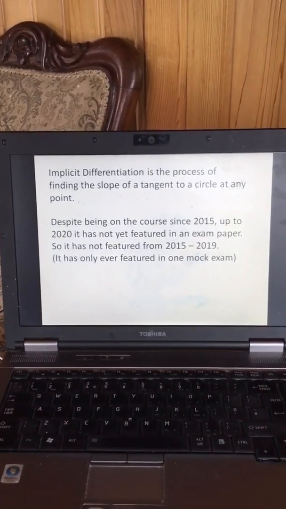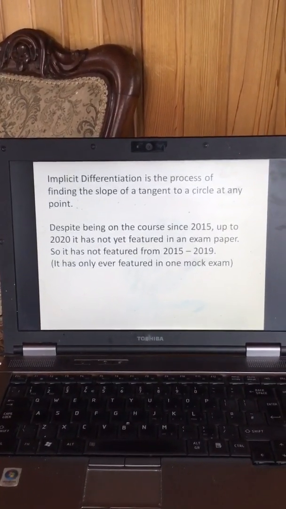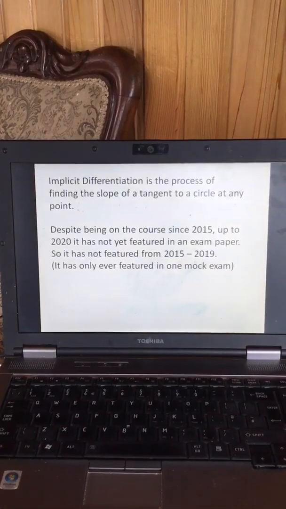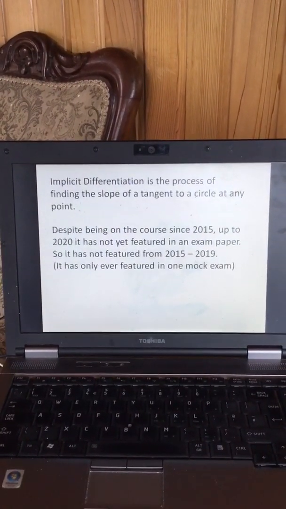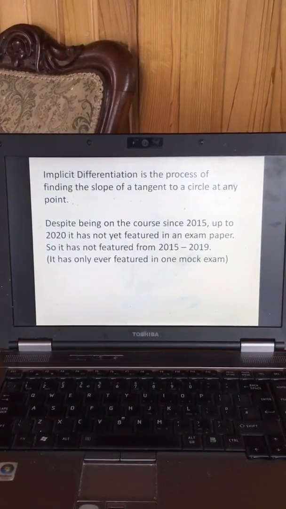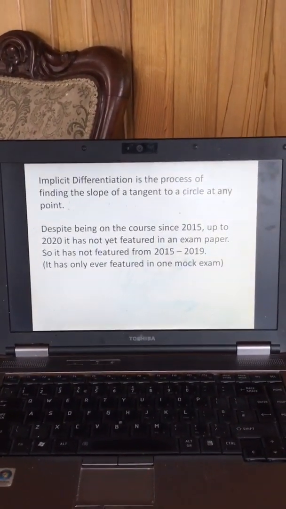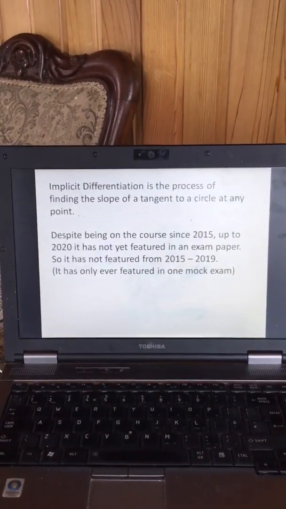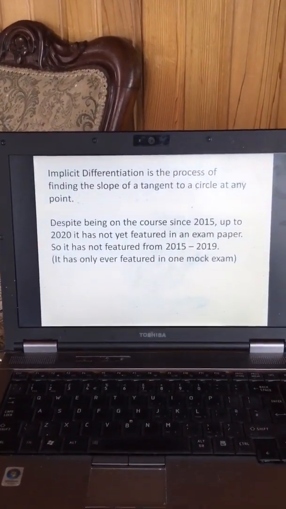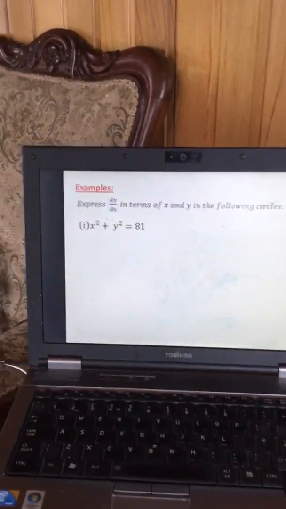Despite this topic being on the course since 2015, up to 2020 it has not yet featured in the exam paper. So it hasn't featured at all in the papers from 2015 to 2019. It has only ever featured in one mock exam, so not in the real thing at all. So we're going to be looking, like I said, at finding the slope of a tangent to a circle at any point. I have a few examples here.